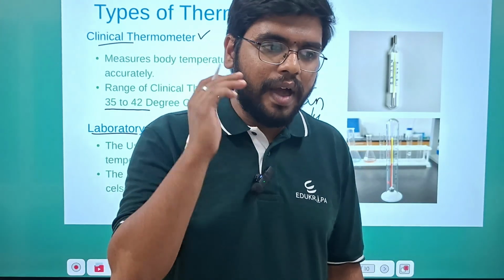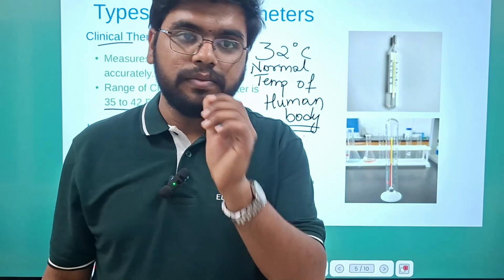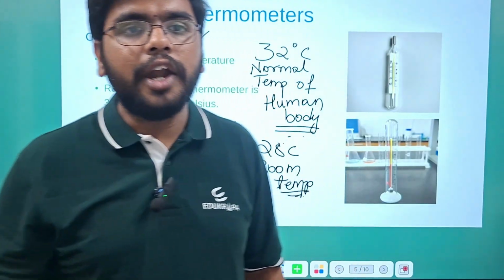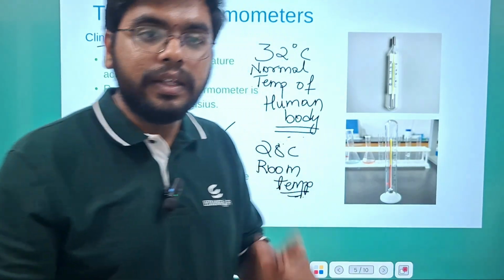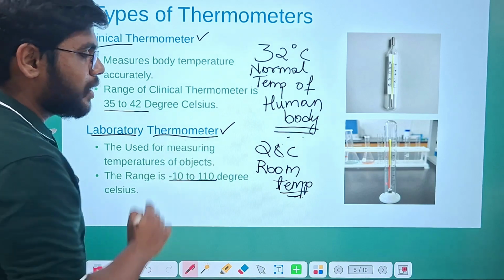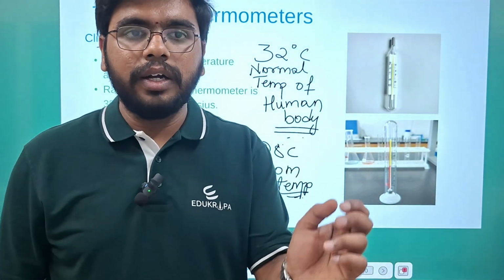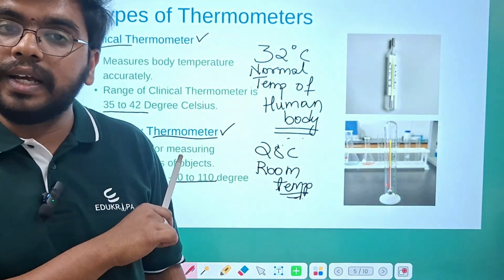If you ever try measuring the temperature of ice, for example, if you have set a freezer to minus 10 degrees Celsius, and if you want to measure it, how will you get to know that it is minus 10 degrees Celsius? In that case, the laboratory thermometer comes to use. If you measure any object's temperature with a laboratory thermometer, it will be more accurate compared to a clinical thermometer.